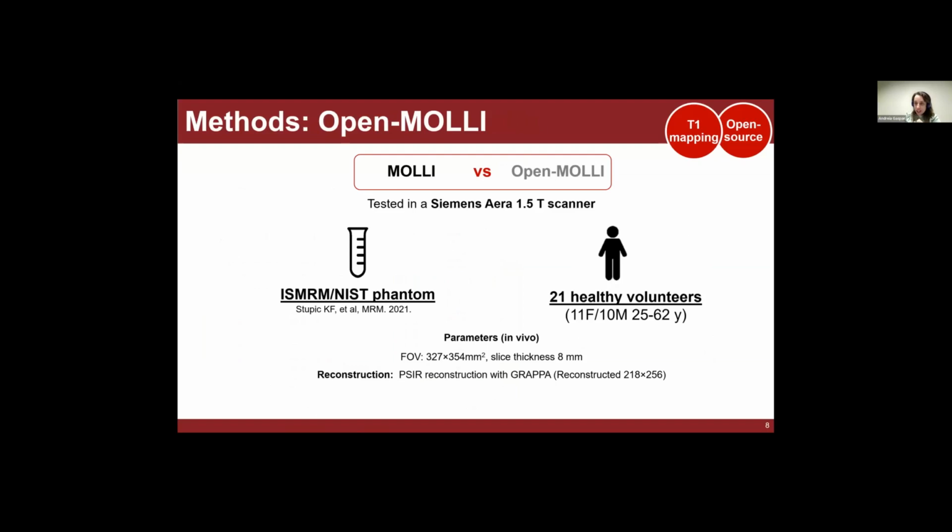In terms of testing the sequence, we tested both in a phantom and in 21 healthy volunteers in a 1.5 Tesla scanner. For the reconstruction, we used phase-sensitive inversion recovery, and we also used in-plane undersampling. Within the same session, for both the phantom and the volunteers, we did a test-retest. So we repeated each sequence 2 times.